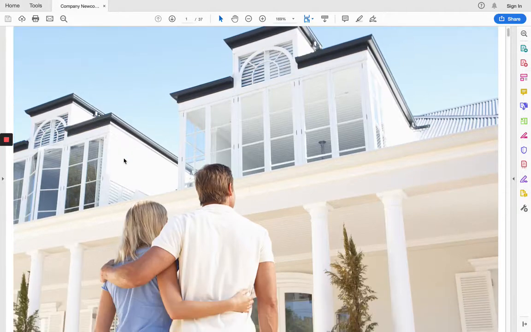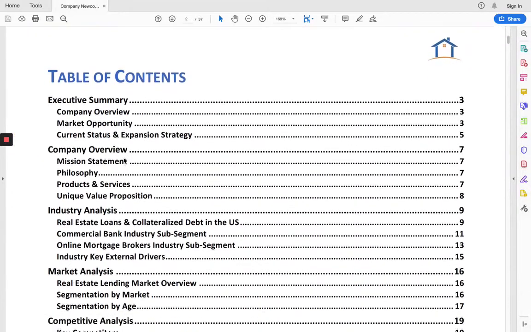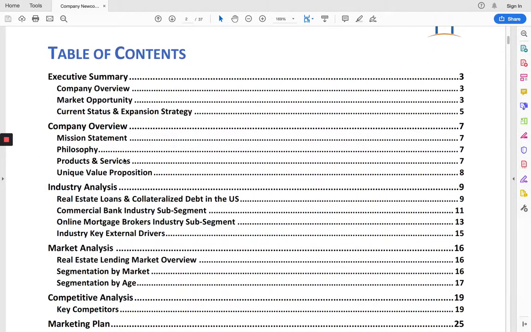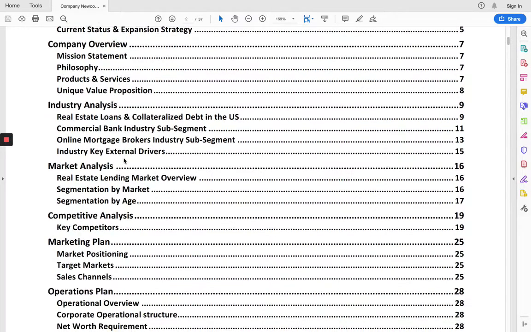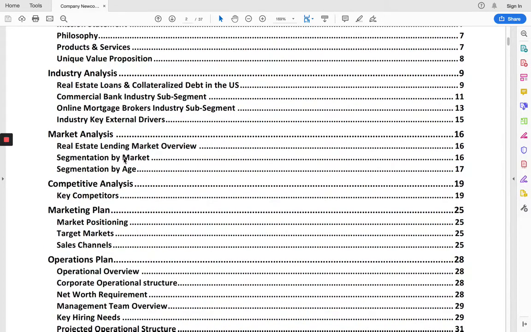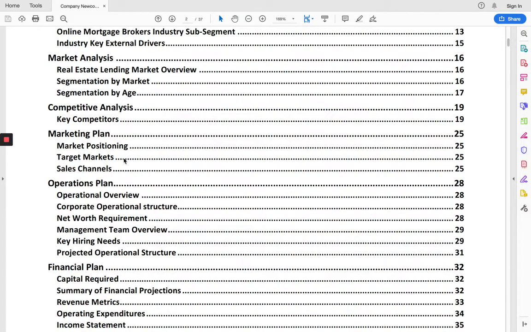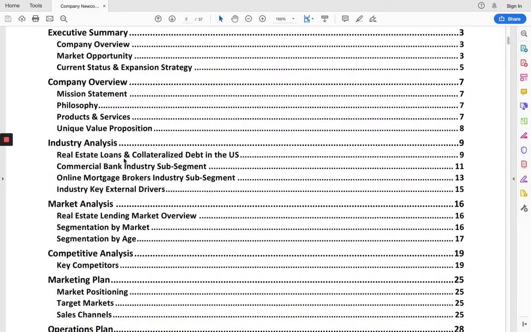Completed by us. So, this is a sample plan for a mortgage lending business, a mortgage broker. It'll give you a good idea of the detail that we go into and the format that we like following and what we can potentially do for you.